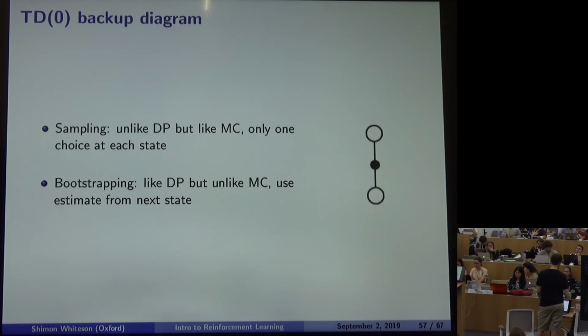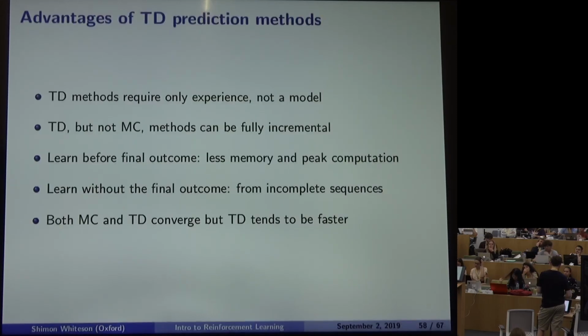Whereas here, we're getting the best of both worlds. There's no branching because we don't have a model, we just have one sample, and when we get to the next state, we just bootstrap off that next state without waiting to see how the actual return plays out. So that results in this very simple backup diagram.